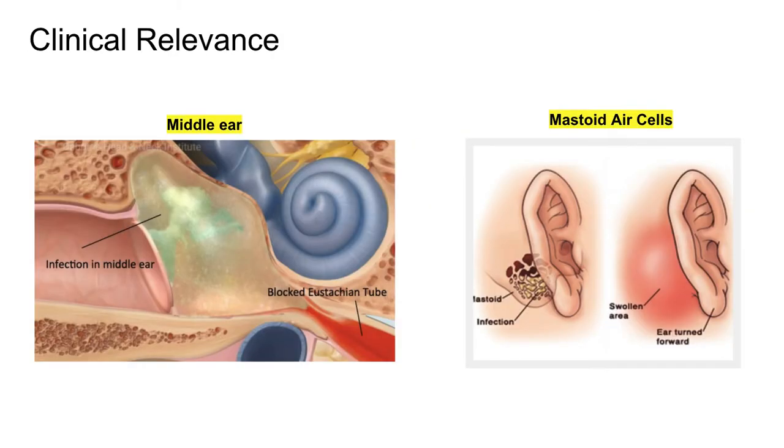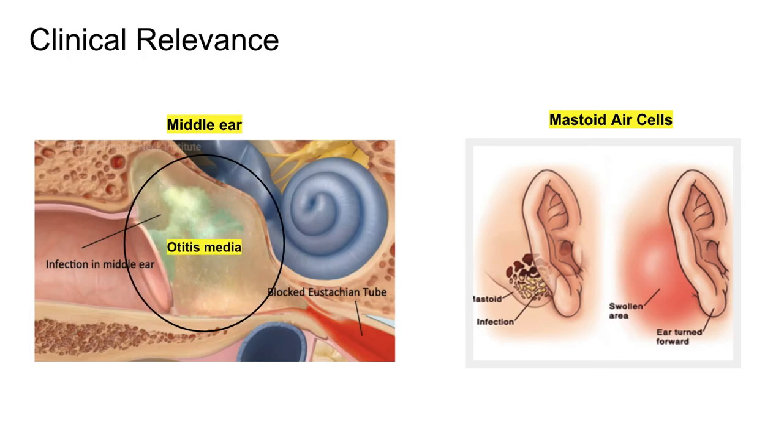Given this passageway from the nose to the ear to the mastoid process, the middle ear and mastoid air cells are potential spaces for infection. When fluid or secretions get into the middle ear from the nose and become trapped, it can turn into a middle ear infection, or otitis media.